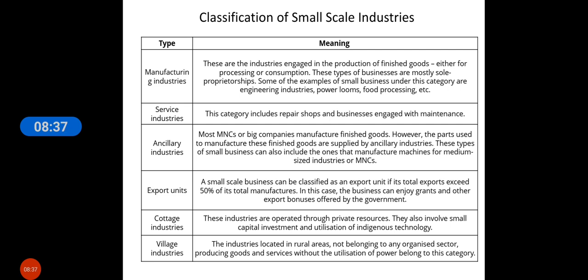Then we have an export unit. A small scale business can be classified as an export unit if its total export exceeds 50% of the total manufacture. In this case, the business can enjoy a grant and other export bonus offered by the government.